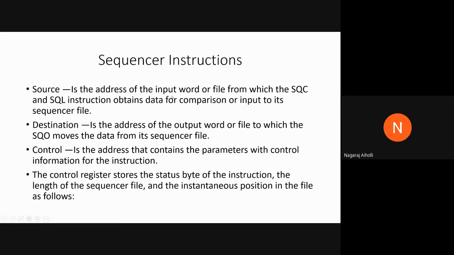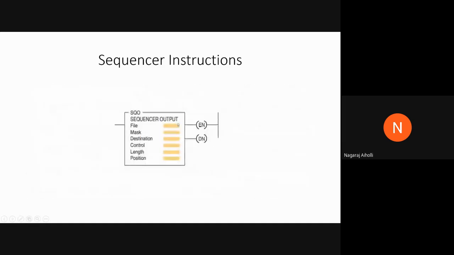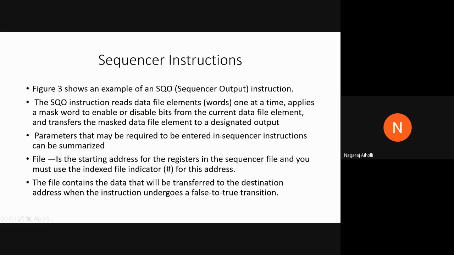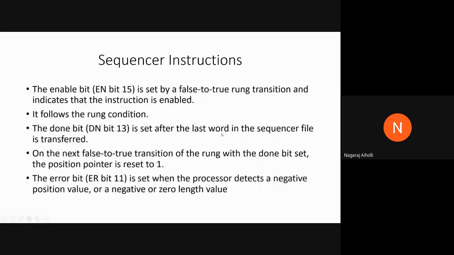Then we also have the enable and done bit, as we can see in this block. The enable bit is set by a false to true rung transition and indicates that the instruction is enabled. It follows the rung condition. When the ladder rung becomes false to true, the enable bit will be set, which executes the sequencer instruction.